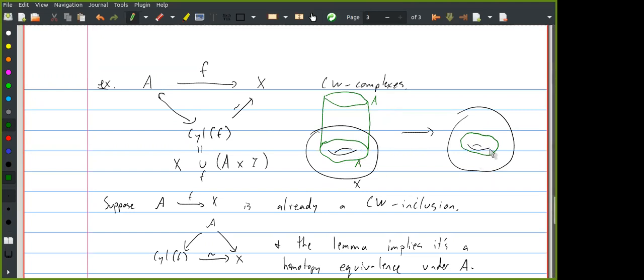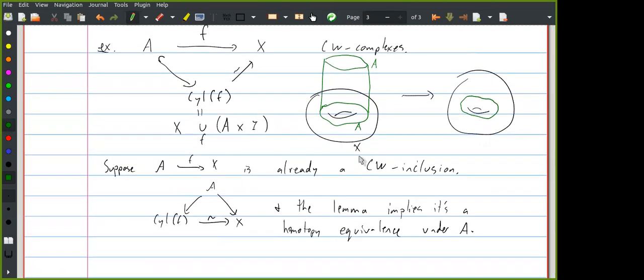And so there's a homotopy inverse to this you can define, which is just you include X into this, you just send X back to X. But that homotopy inverse does not preserve the image of A. So the lemma implies that there's a different homotopy inverse which sends this copy of A to the top copy of A. Hope that makes sense.